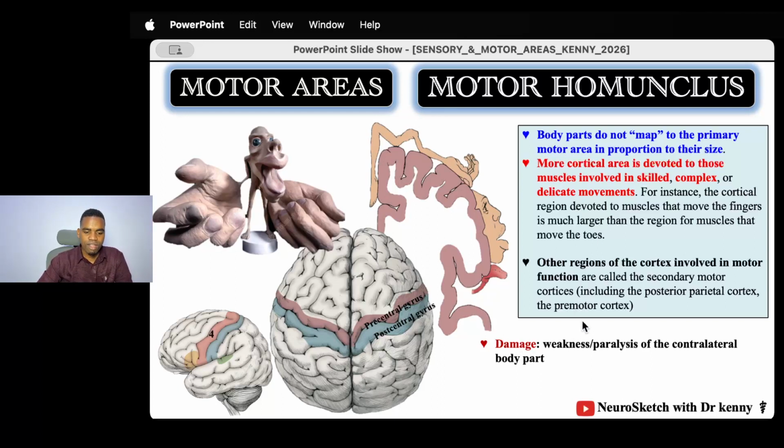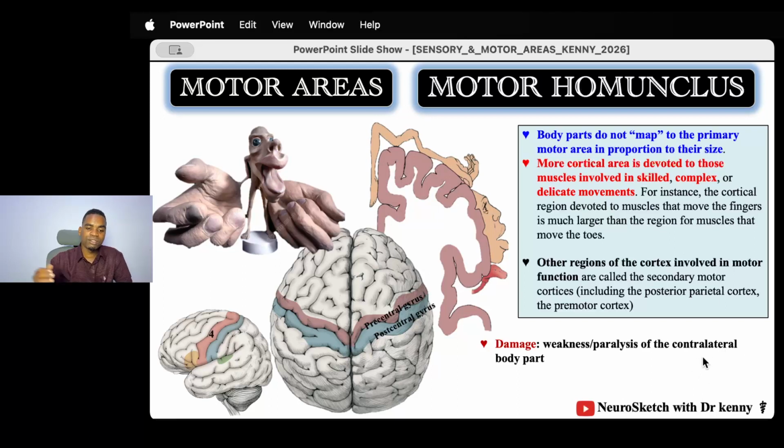So if you have damage to the primary motor area, which is the precentral gyrus, you have weakness or paralysis. It can be weakness if it's a mild damage, but if it's a severe damage, you can have paralysis of the contralateral side. This is the key.